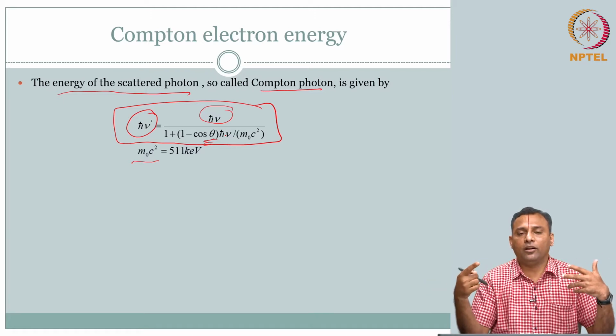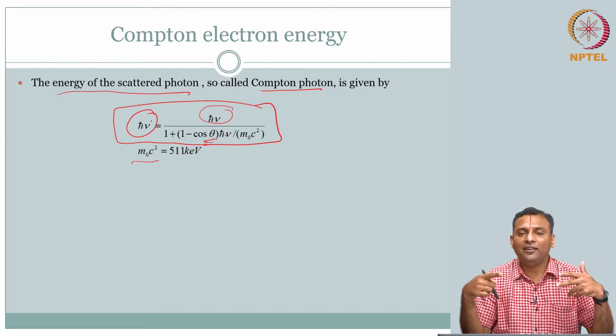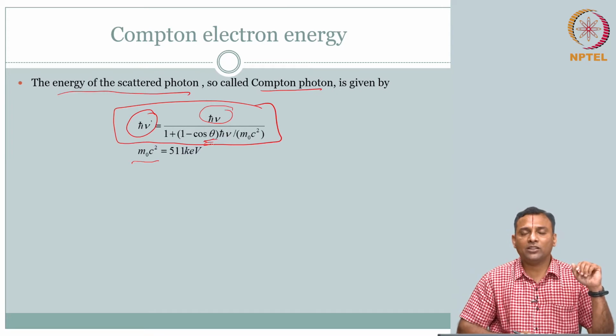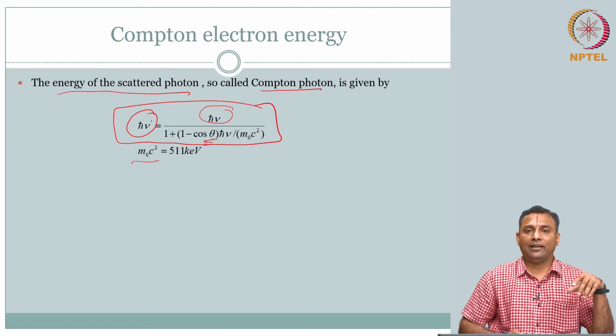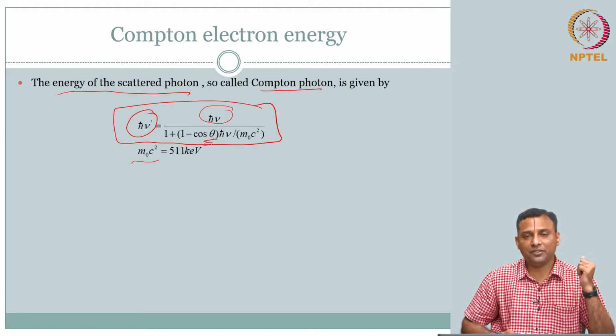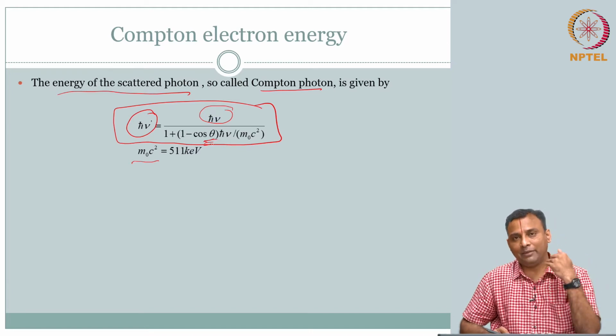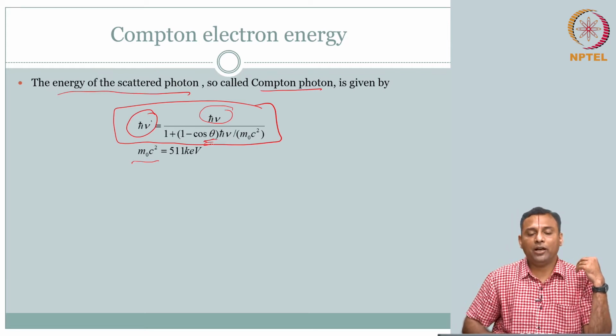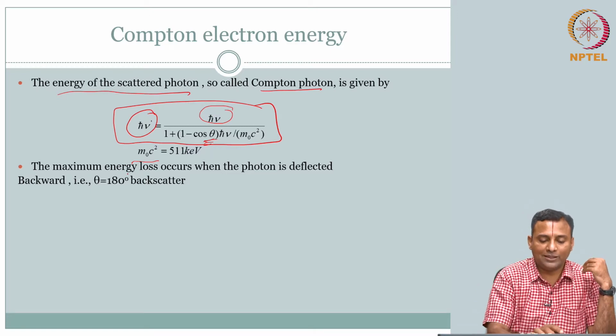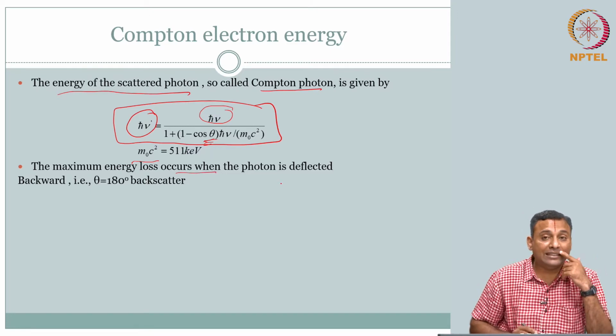So, thinking in that spirit, when will it have lost the most energy? Look at this, you have a 1 minus cos theta. So it would have lost the most energy when you have what we call back scatter, a 180 degree shift. When it comes back in the same direction, in that scenario you will have back scatter, when you have maximum energy loss. So, maximum energy loss occurs when the photon is deflected.